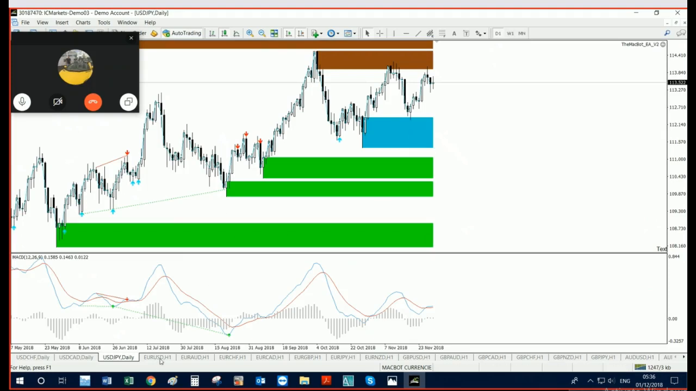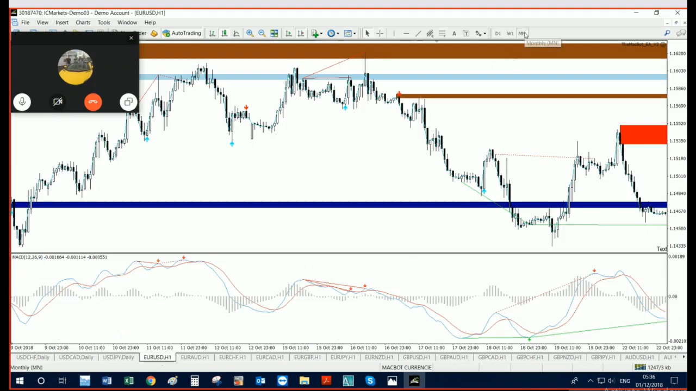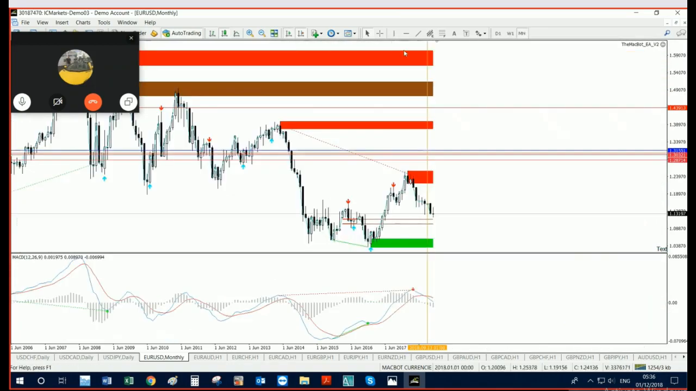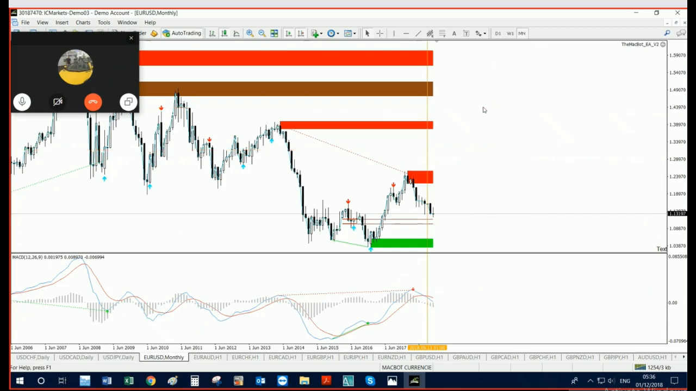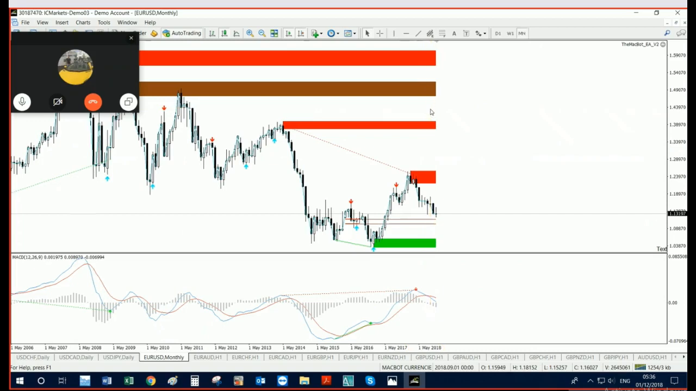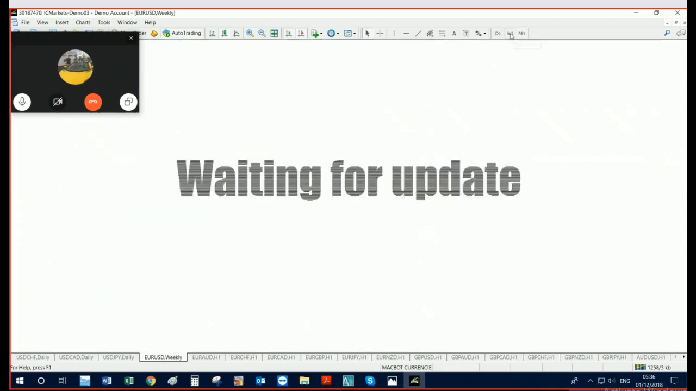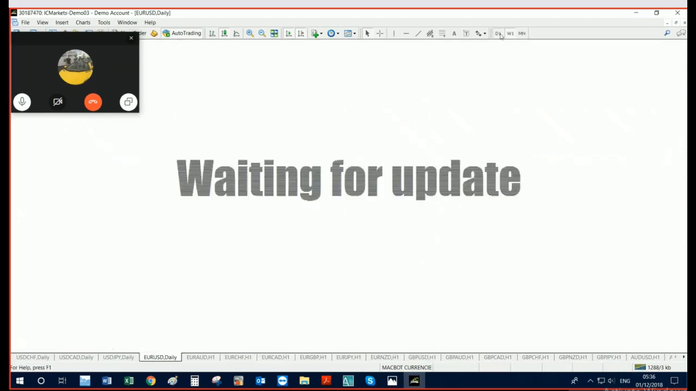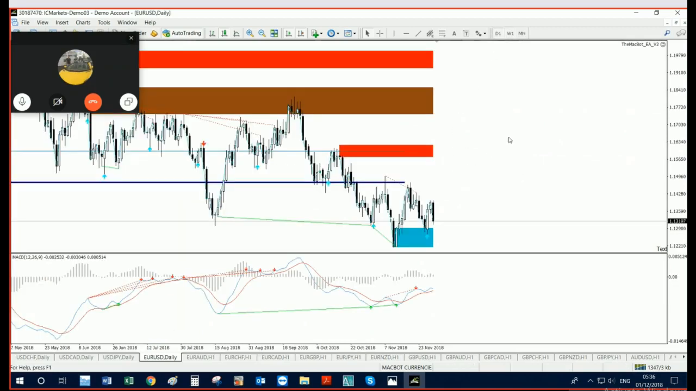Okay, so I'm going to move to the next one. Euro USD. This one. The weekly button again. Okay, the monthly, it's far away. So we need monthly. Next, is there a weekly? Is the price near a weekly? No, it's not. So this is not a trading opportunity for me at the moment. So I'll pass to the next one.